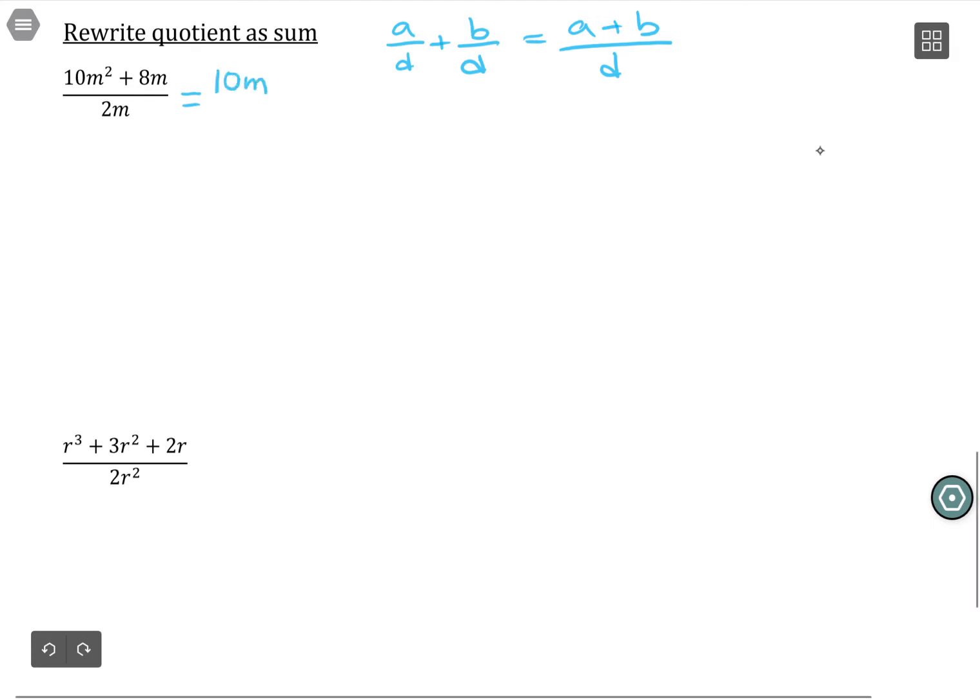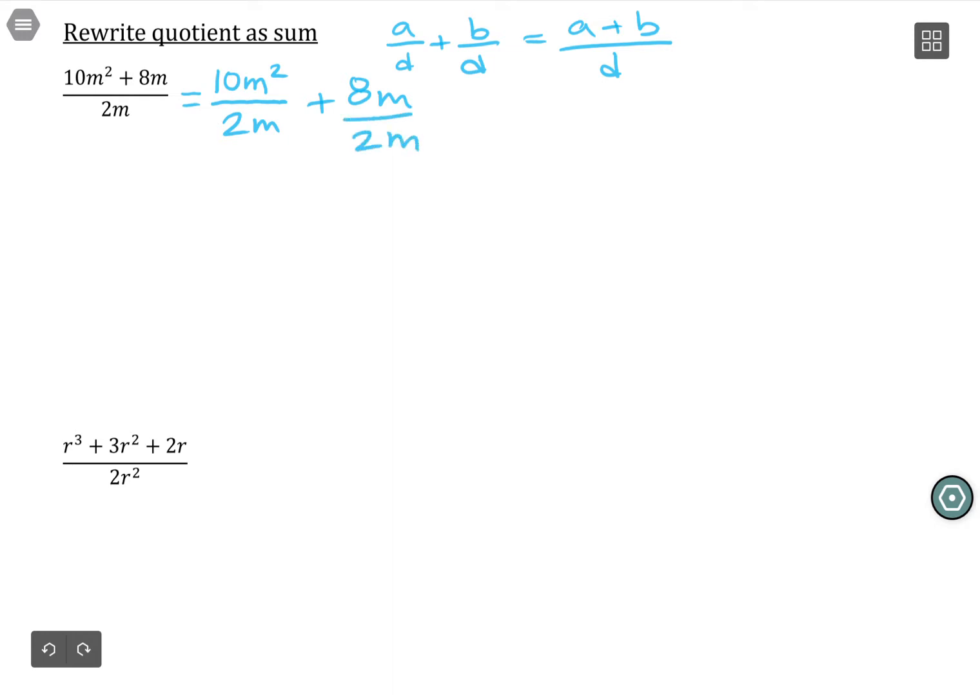So we can split it up and say, okay, well really this means I need to take 10m squared and divide by 2m, and I need to take 8m and divide by 2m. And both of those reduce really nicely. I can, in the first fraction, cancel out a factor of 2, which will leave me 5 in the top and 1 in the bottom. I can also cancel out one of the m's, which will leave me a single m in the top. So it looks like I'm getting left with 5m from that first fraction. In the second fraction, I can cancel a factor of 2 and I get 4. I can cancel the m's out, and that just leaves me with 1 over 1.